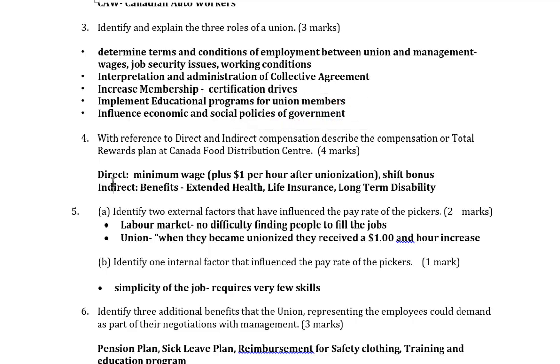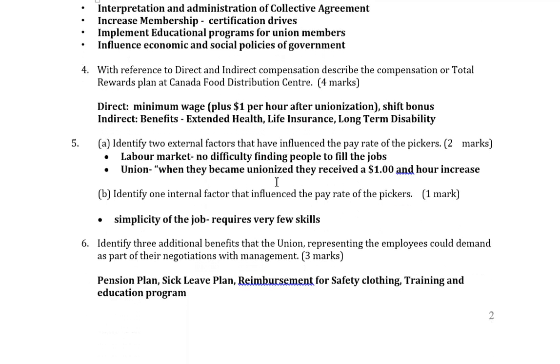So we would look at things direct, their wages, which right now, before the collective labor agreement, was minimum wage plus $1 per hour, which they got after unionization, and they also got a shift bonus before they were unionized. Indirect compensation would be their benefits. They had extended health care, life insurance, and long-term disability. So this just gives us an idea of whether or not you understand their compensation system.